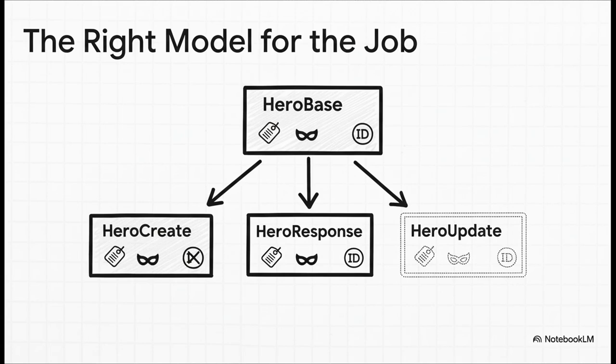So the next thing we figure out is that a single one-size-fits-all model just isn't going to cut it for a pro-level API. We need to be really specific about the shape of our data for every different thing we do. So we create a base model with the fields they all share, and then we use inheritance to build out specialized models for creating a hero, for reading one, and for updating one. This gives us pinpoint control over exactly what data comes in and what goes out.